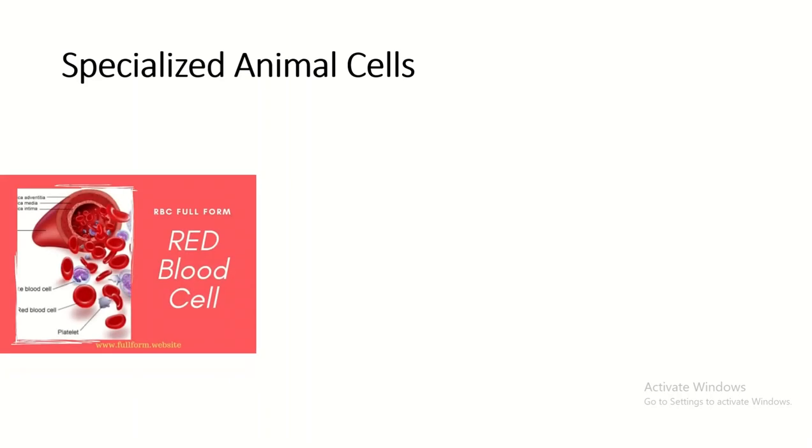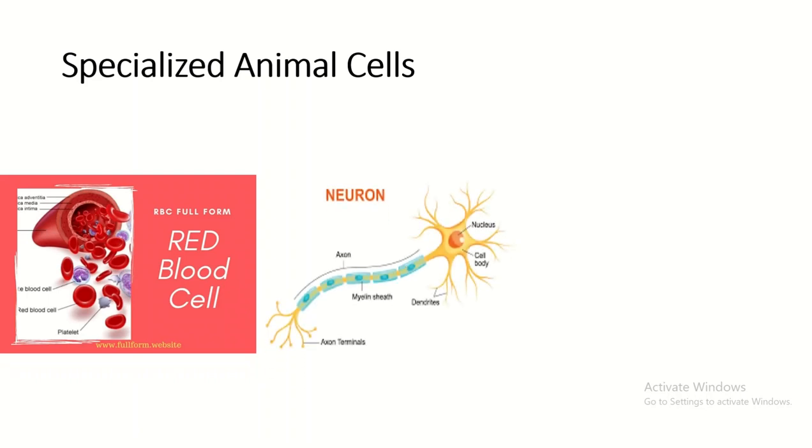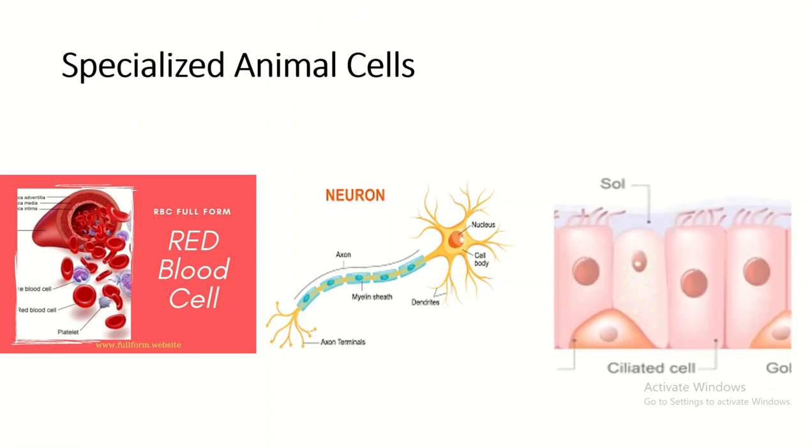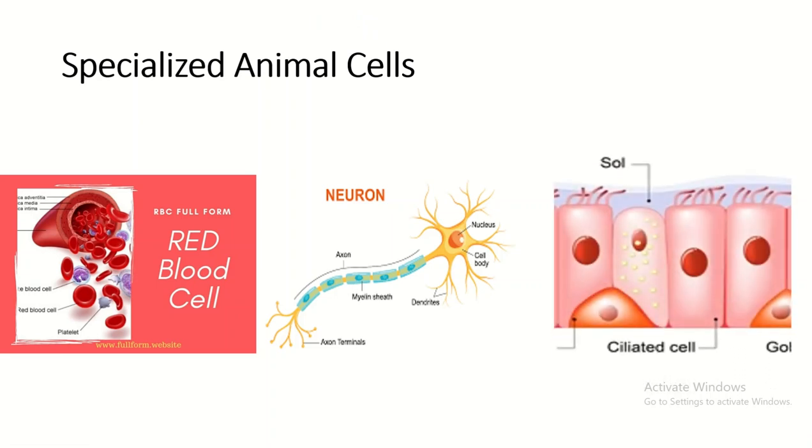Some of the specialized animal cells are red blood cells. They are found in the blood of human beings. Neuron cells, they are found in the nervous system. And the third type of cells are ciliated cells.